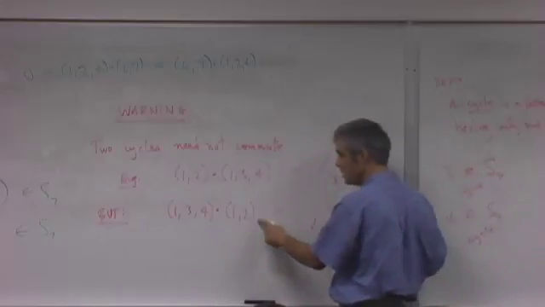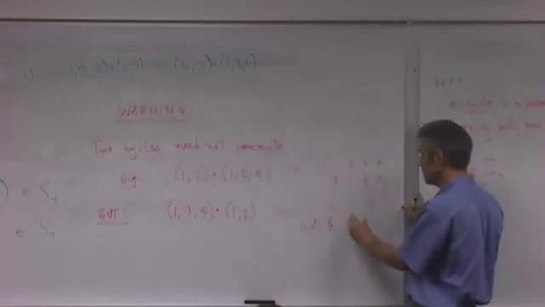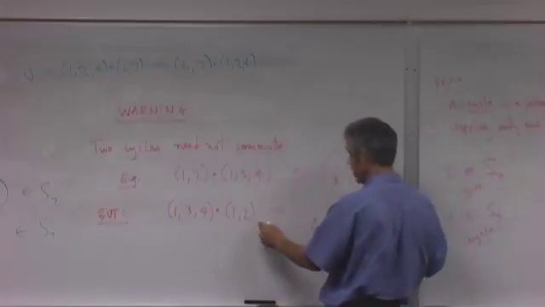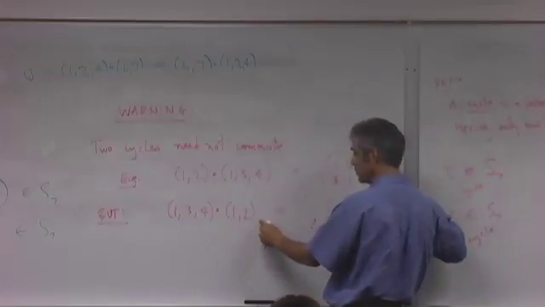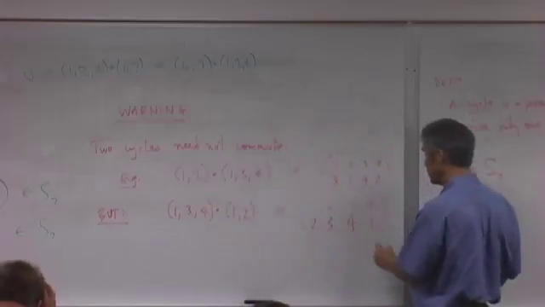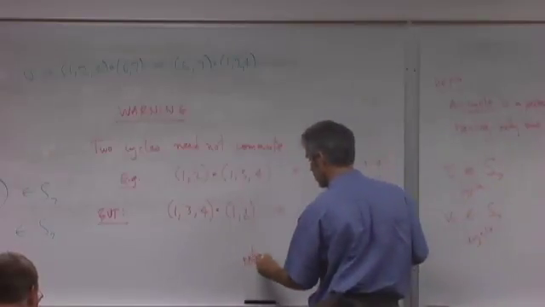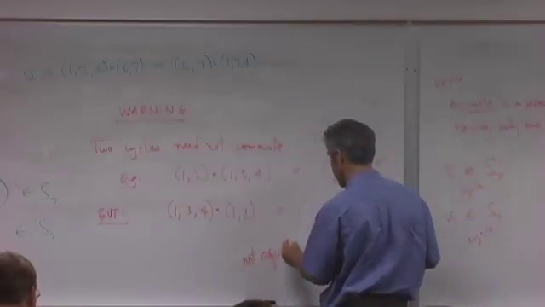What happens to 3? Run it through the first one, nothing happens. Run it through the second one, 3 goes to 4. Let's see. What happens to 4? Run 4 through the first one, it doesn't change. In turn, run 4 through the second one, it becomes 1. Okay, so obviously these are not equal.